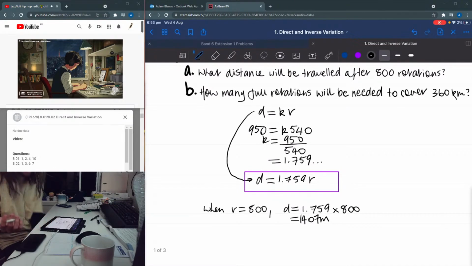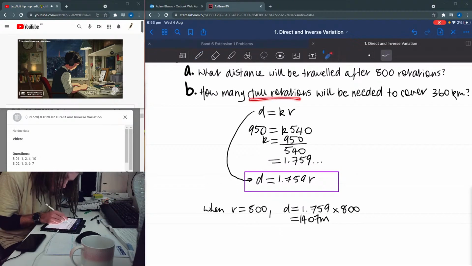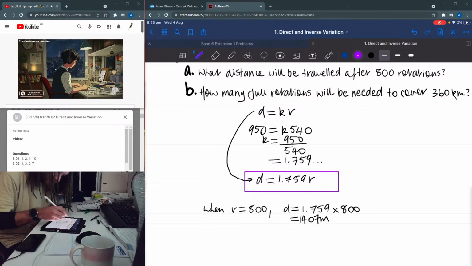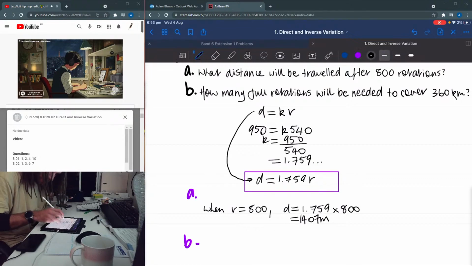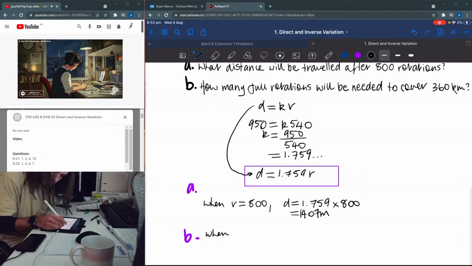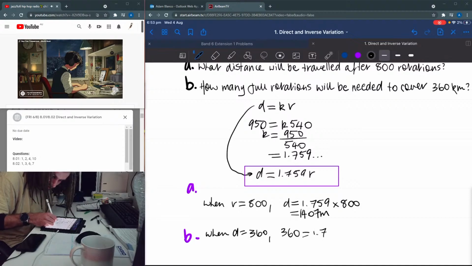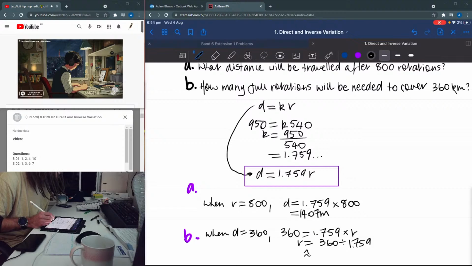Then they just ask you the reverse. How many rotations to cover 360 kilometers? So that was A. If I do B, they've told me what d equals, 360. When d is 360, what's r? Well, 360 equals 1.759 times r. So instead of timesing, I'm going to have to divide. So r is going to be equal to 360 divided by 1.759, and that's around about equal to 204.631.